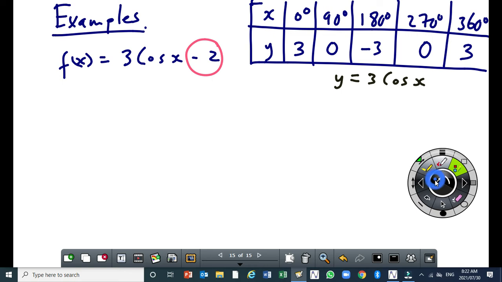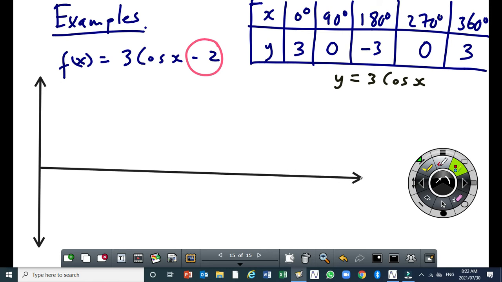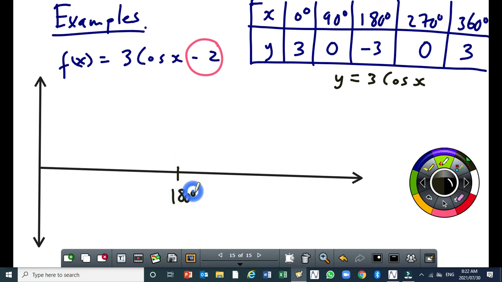So let's sketch it quickly. Well, I just want you to be aware that since I'm going to sketch both of them on the same system of axes, it's very important for you to know what your minimum value and what your maximum value are on the y-axis.